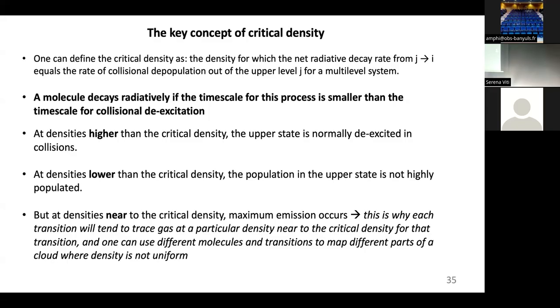This is important because it's why each transition of each molecule traces a particular type of gas. That's why each molecule has a story to tell, because they don't all emit in the same gas. They have different types of emission and different strengths depending on the gas densities as well as other things. Again, this is going into the realm of spectroscopy, which we don't want to go into today, but it's for your reference why transitions can be very important. Multiple transitions can be very important if you are tracing multiple gas components.